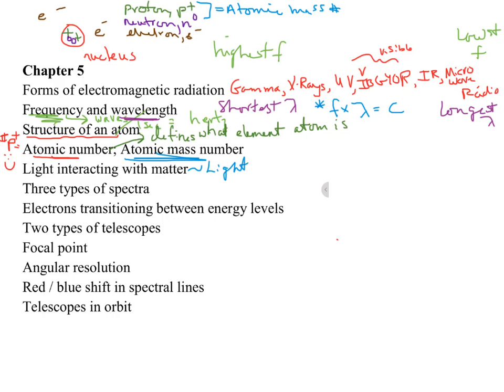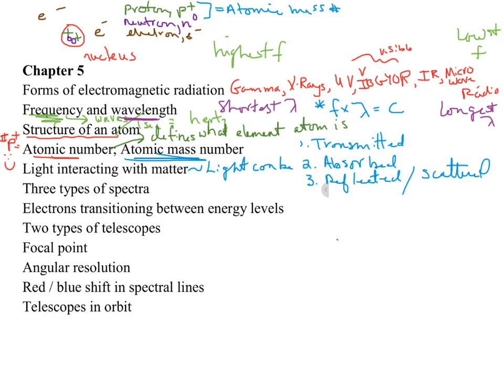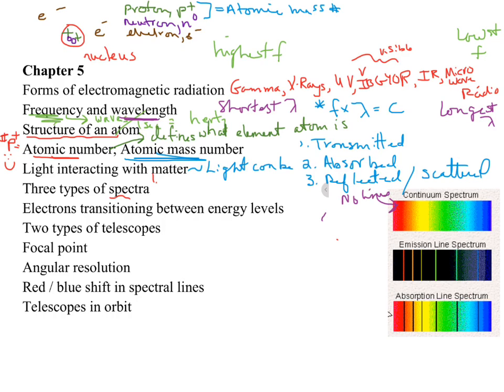The next topic: we said that light or different forms of electromagnetic radiation will interact with matter, and it depends upon what the matter is, and it depends upon what the energy is. But there are 3 different things that can happen. That energy can be transmitted by the matter, so the matter doesn't care it's there, the light just goes right through. That energy can be absorbed by the matter. Or that energy, once it hits that matter, can be reflected or scattered.